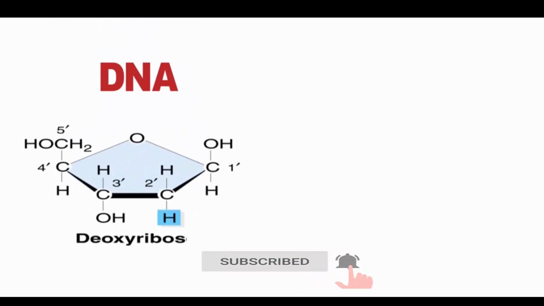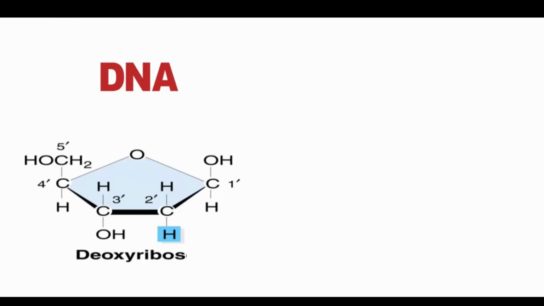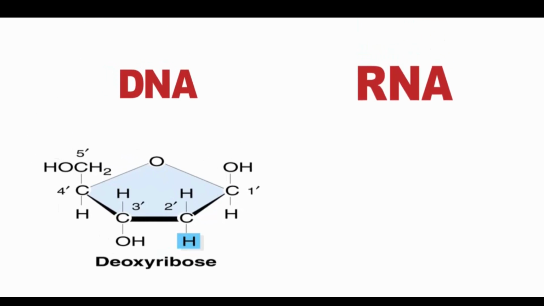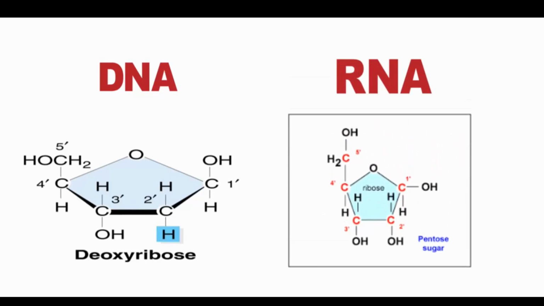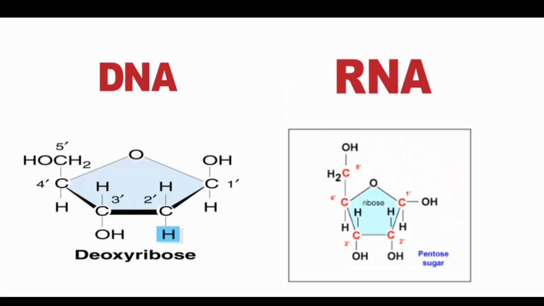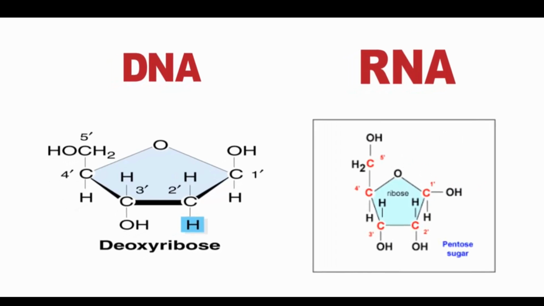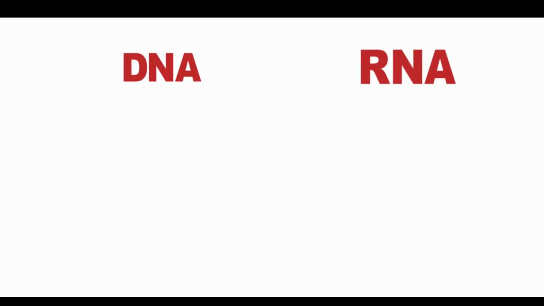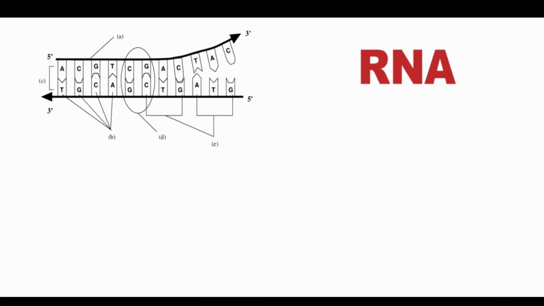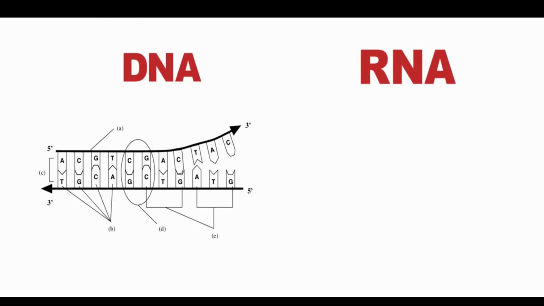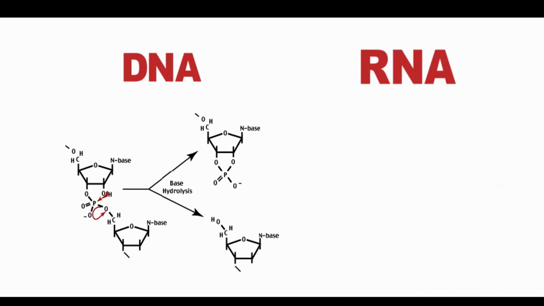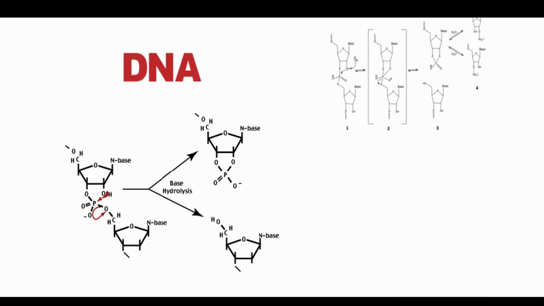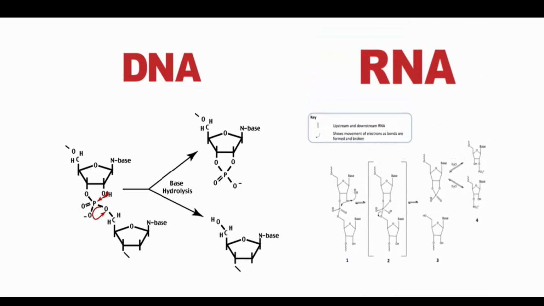1. DNA contains the sugar deoxyribose, while RNA contains the sugar ribose. The only difference between ribose and deoxyribose is that ribose has one more O group, while deoxyribose has H attached to the second carbon in the ring. 2. DNA is a double-stranded molecule, while RNA is a single-stranded molecule. 3. DNA is stable under alkaline conditions, while RNA is not stable.